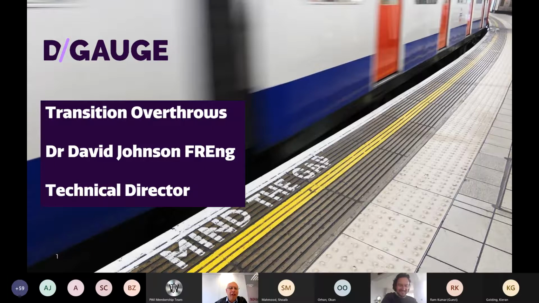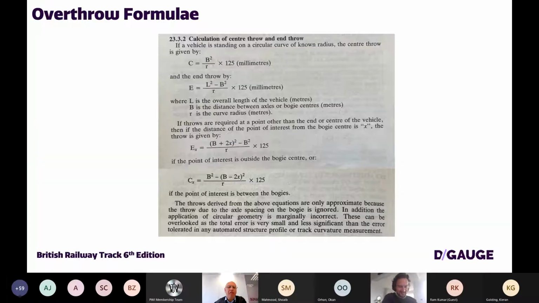Right. Okay. Well, let's get started then. So what I'd like to do first of all is to remind you of how we calculate overthrow on circular curves. And I'll take you back to the British Railway Track, 6th edition, published by the PWI, where we actually went into some detail at that point to say this is how you calculate curve overthrows. Remember that this book predated any of the computerized calculations that we currently use.